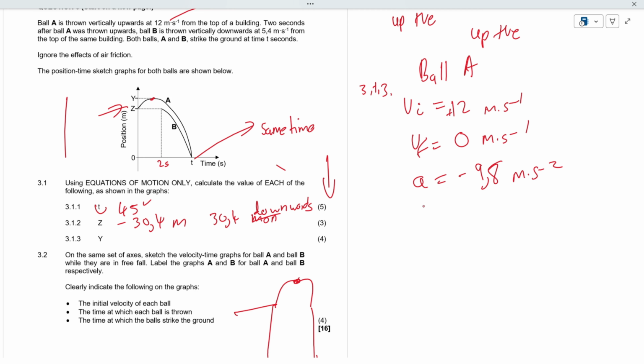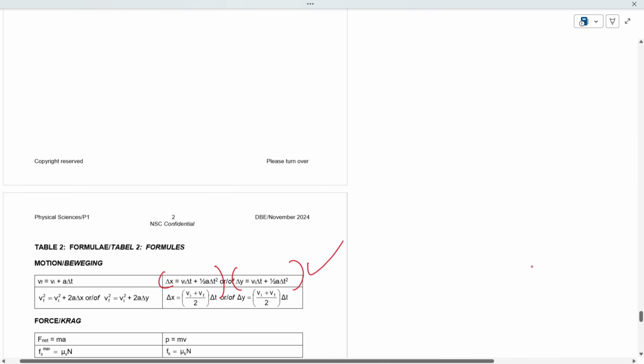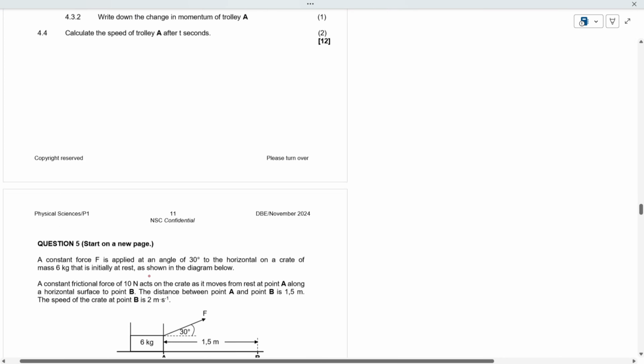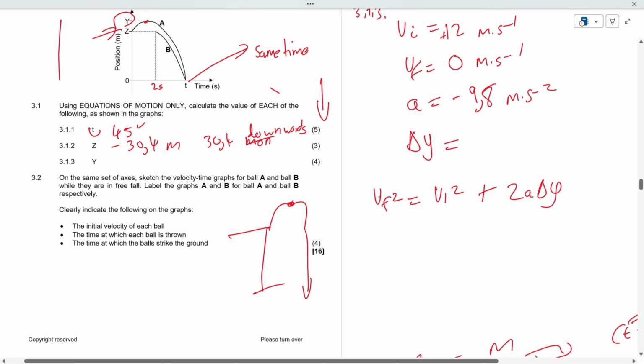So let's check: is there a formula which we can use and substitute into? We are looking for y, which is the position above the ground. So is there a formula that only has this? Yes, v squared equals v initial squared plus 2a change in y, which is on the formula sheet. So first go to the formula sheet and check which things you can substitute. Even me, you first list your variables, and then after listing your variables, you just go and substitute. That's an easy way of approaching things.